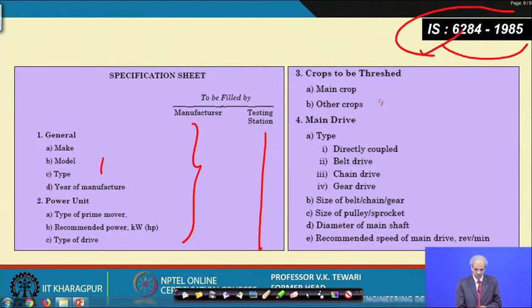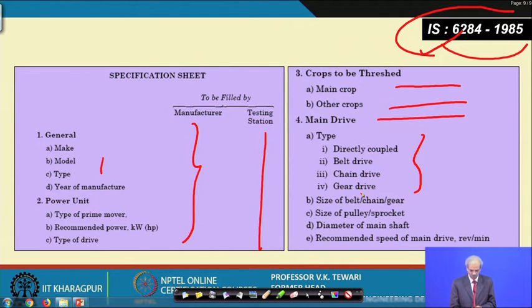Similarly, crops threshed, the main crop, the other crops, main drive, whether directly coupled, what is the type of power requirement, how it is connected, all these details are to be provided in the specification sheet which is given by BIS, which you have to follow.